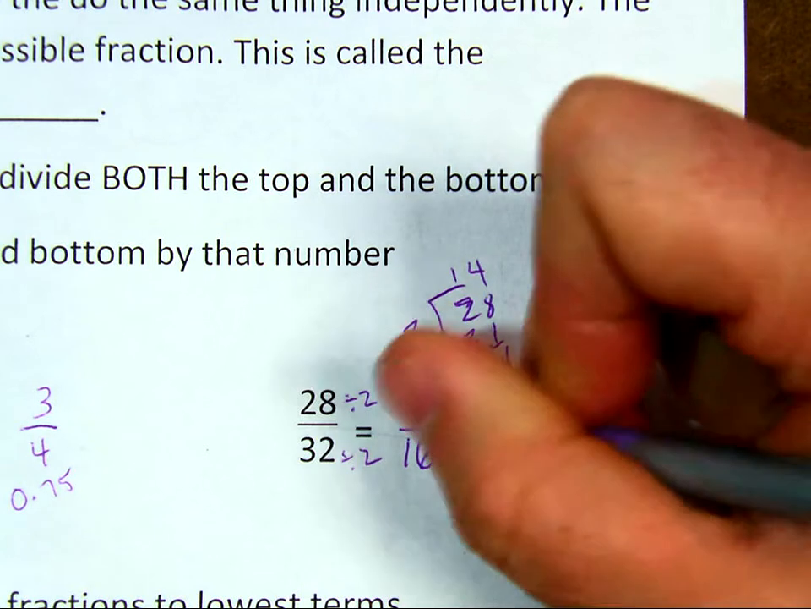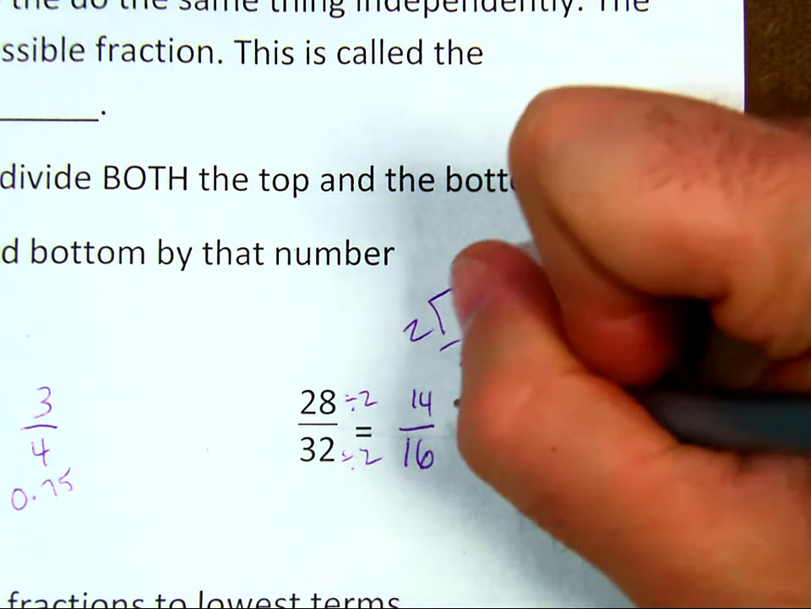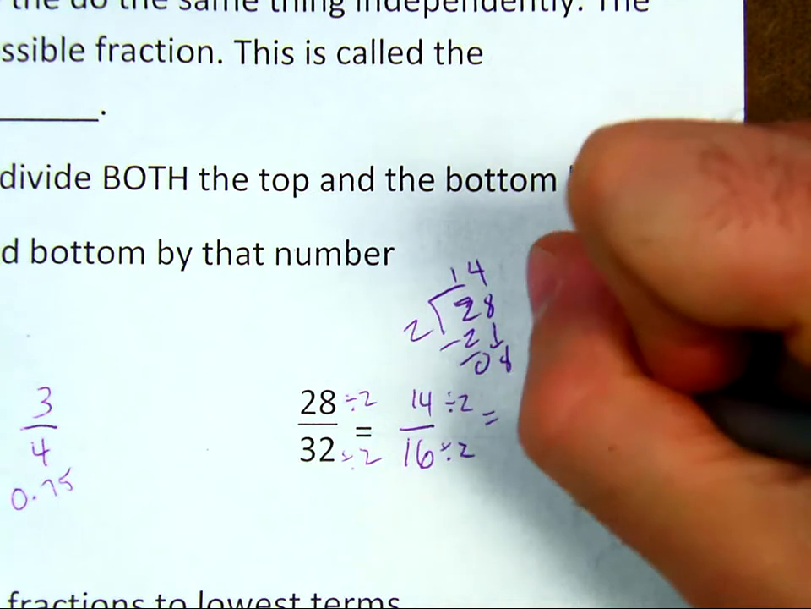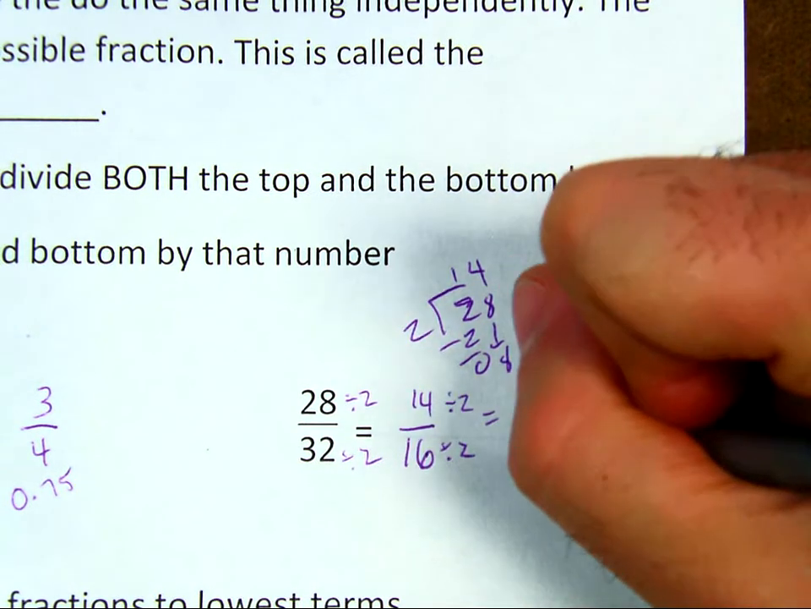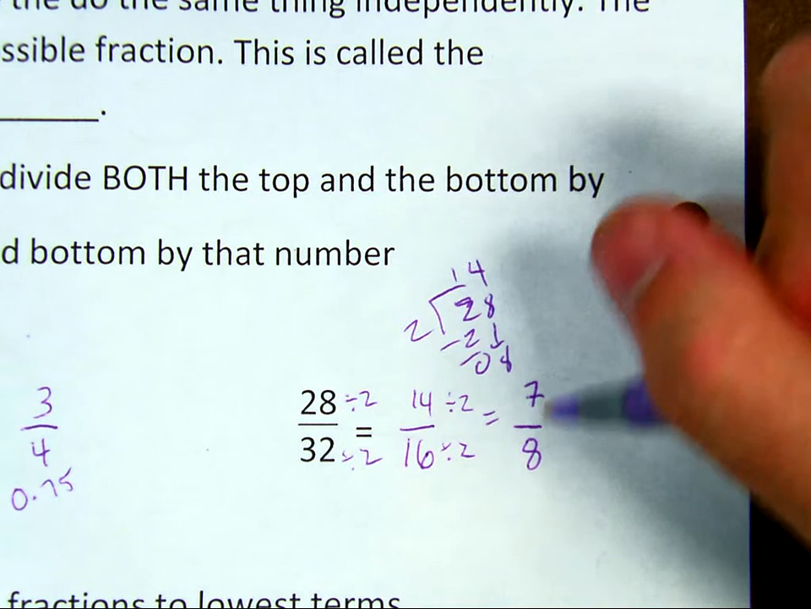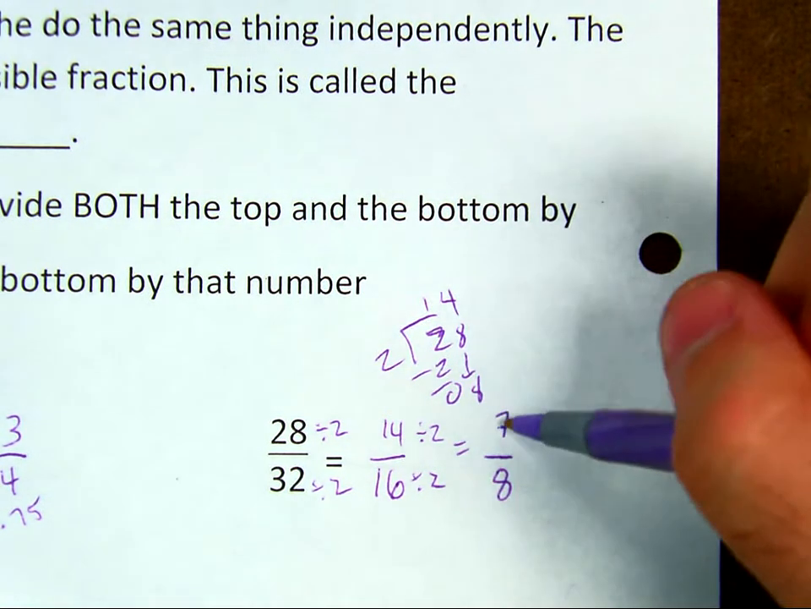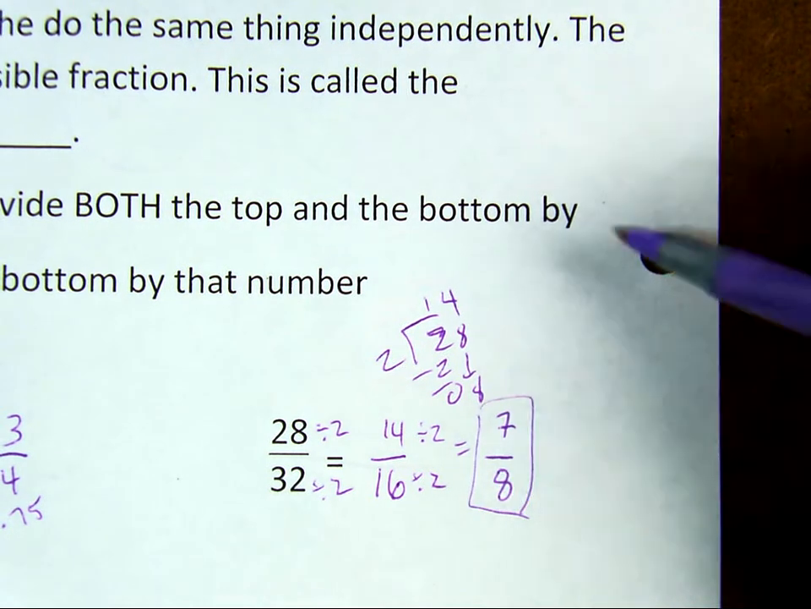Okay. They're both still even, so I can divide both of them again by 2. 14 divided by 2 is going to be 7. 16 divided by 2 is going to be 8. I can't divide 7 and 8 by the same number. So that is my final answer. That is the simplified fraction, 7 divided by 8.